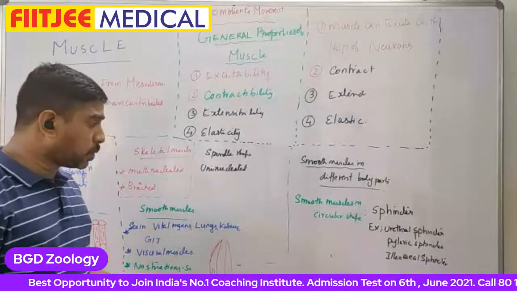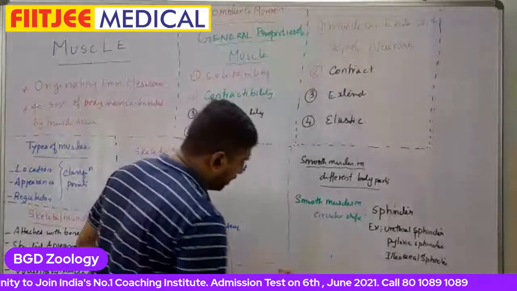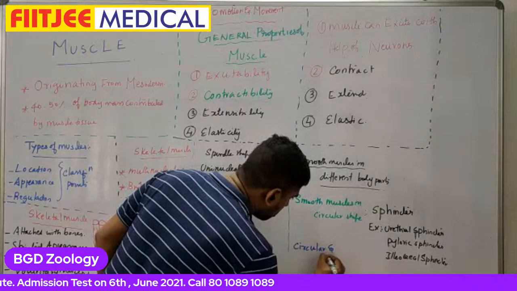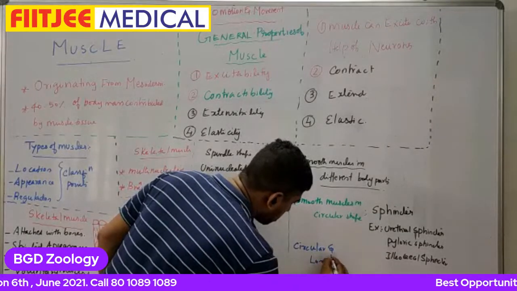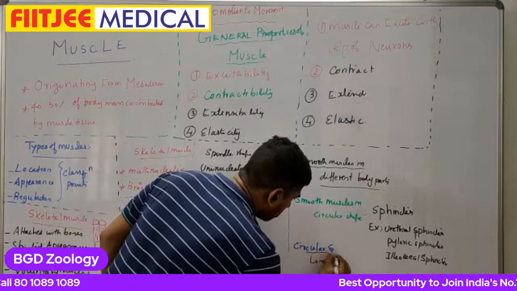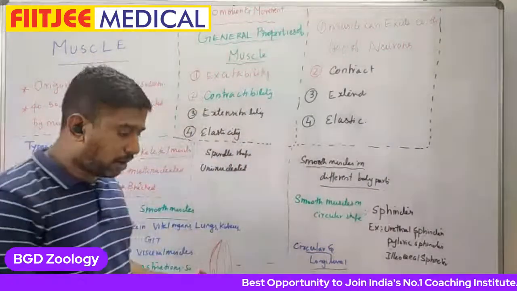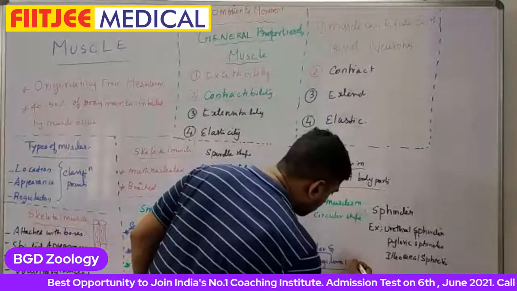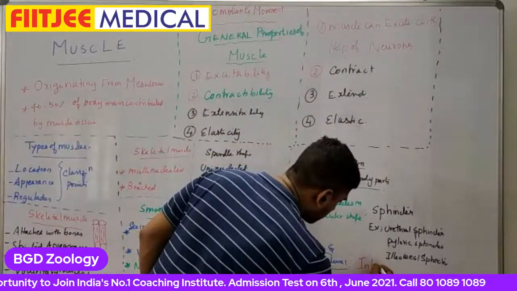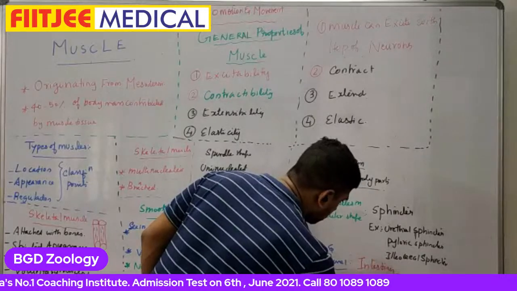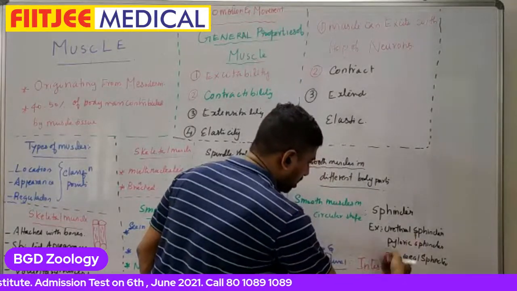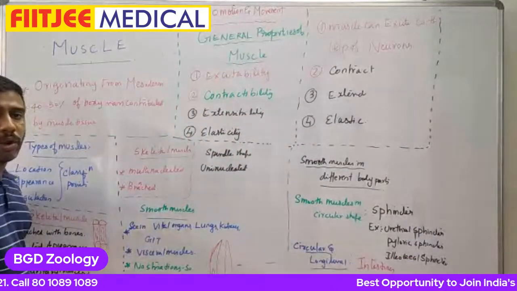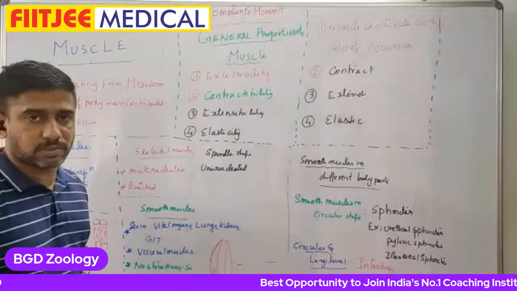Now, looking at one more shape, it is circular and longitudinal. This is very clear. We have learned already in the digestion part. It is seen in the intestines. It's a very popular one, especially in the small intestine and large intestine regions. You can observe the circular and longitudinal smooth muscles.